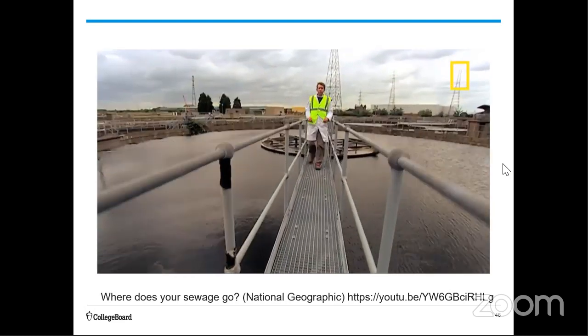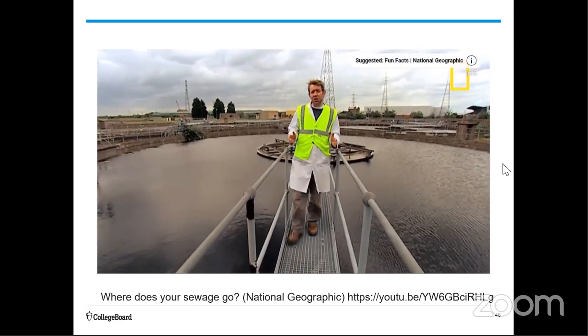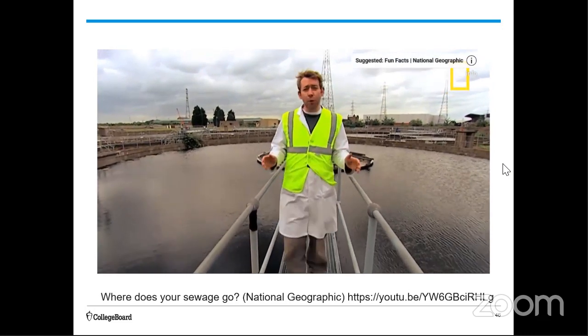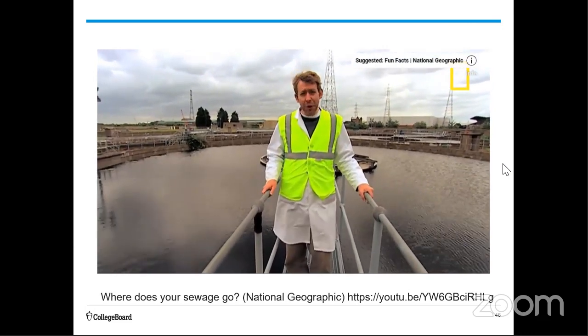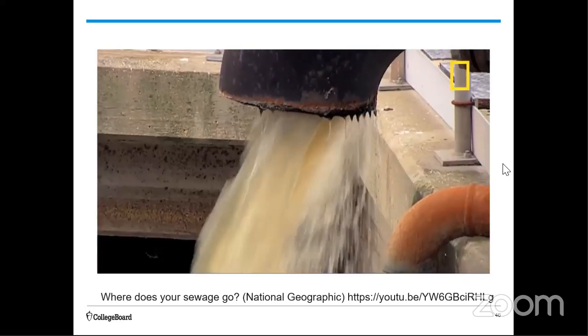Every day, this treatment works handles the sewage from 3.4 million Londoners. Now, that's an astonishing volume. It equates to 34 Olympic swimming pools every hour. So how does it treat the byproducts of our late-night beer sessions and trips to the local curry house?